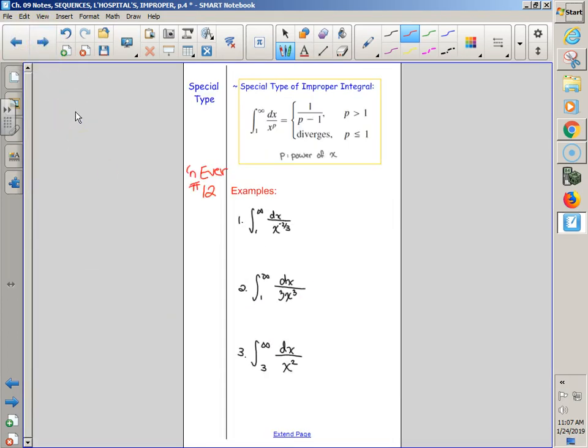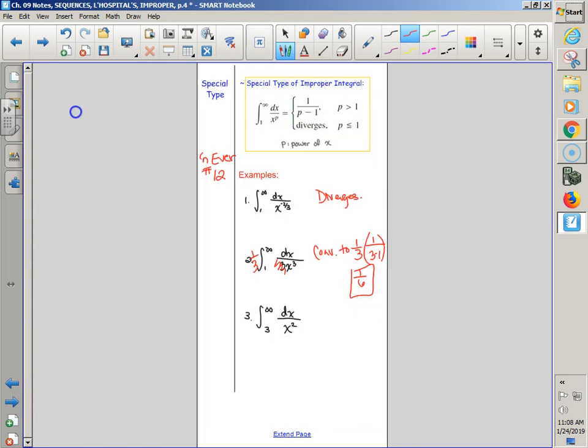What'd you guys get for number 1? Diverges. I'm not going to show all the work because you did it on the page before. Diverges. What'd you get for number 2? Converges to 1/3 times 1 over... Because you could pull the 1/3 out, and then you would have a 1 over x to the p, and then it's going to end up converging to 1 over p minus 1, which is 1/6.